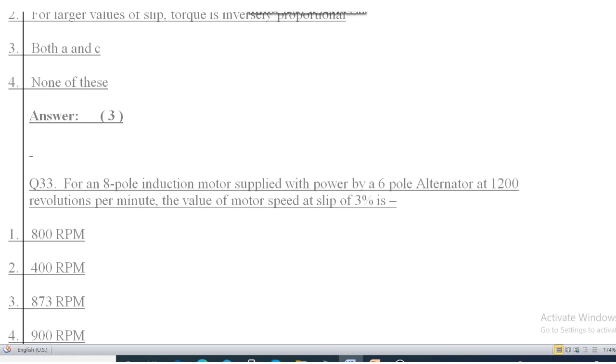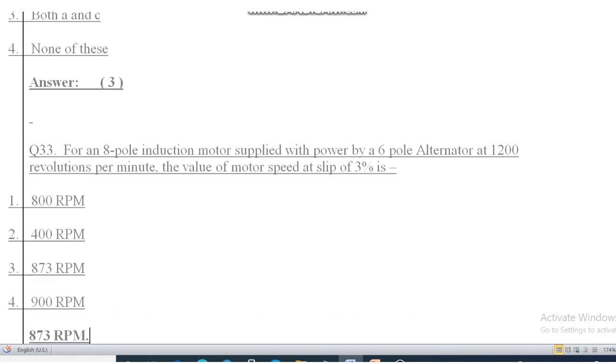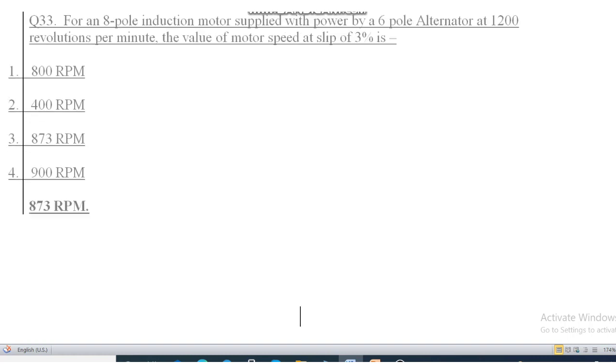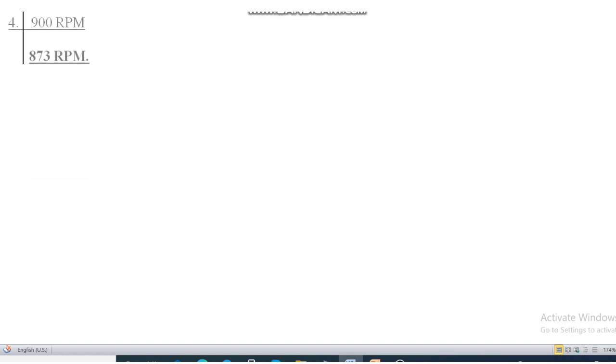For an 8-pole induction motor supplied with power by a 6-pole alternator at 1200 revolutions per minute, the value of motor speed at slip of 3% is 873 rpm.